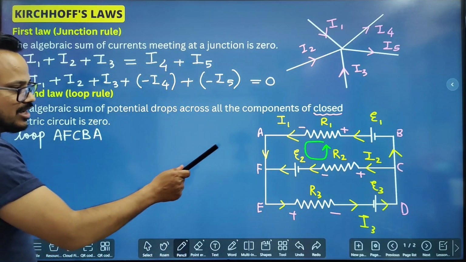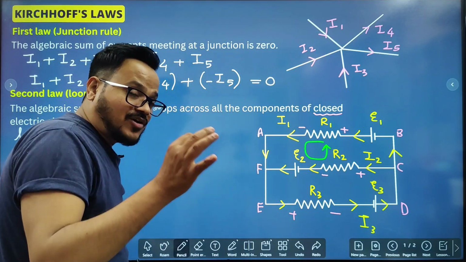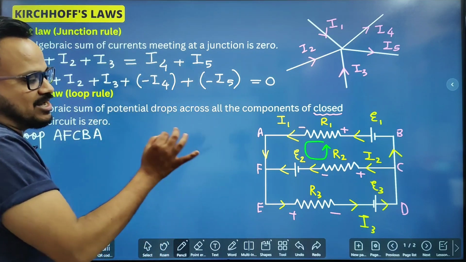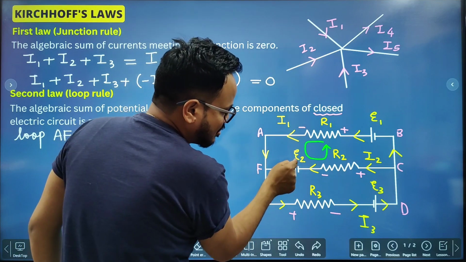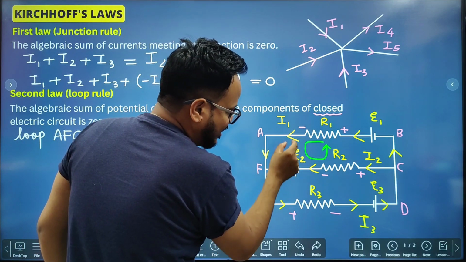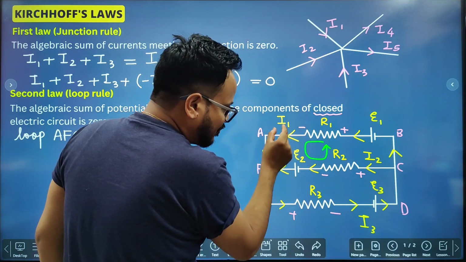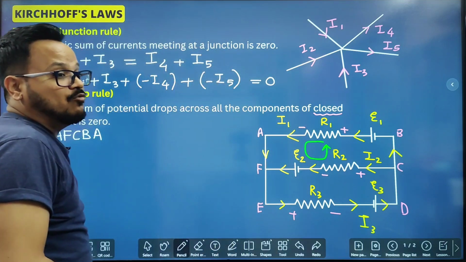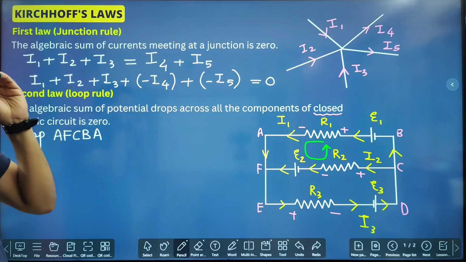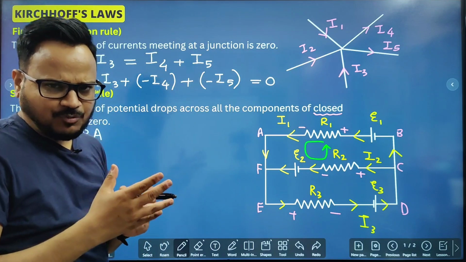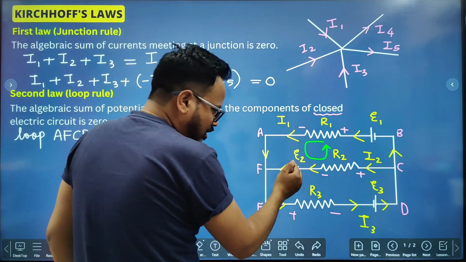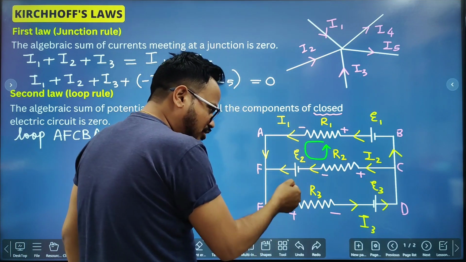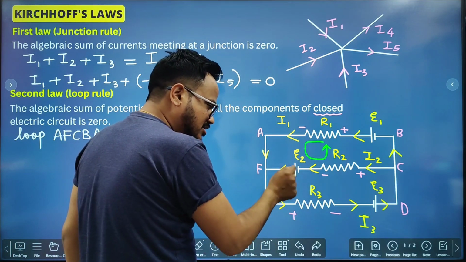Okay, let's start from A. Starting from A, what is the first component that is there in the path? The first component which is there in the path is this cell, and the potential difference of this cell is E2. Now we have to see, are we going in the direction of decreasing potential or increasing potential? Since we are going from positive to negative, this is the positive terminal, this is the negative terminal.